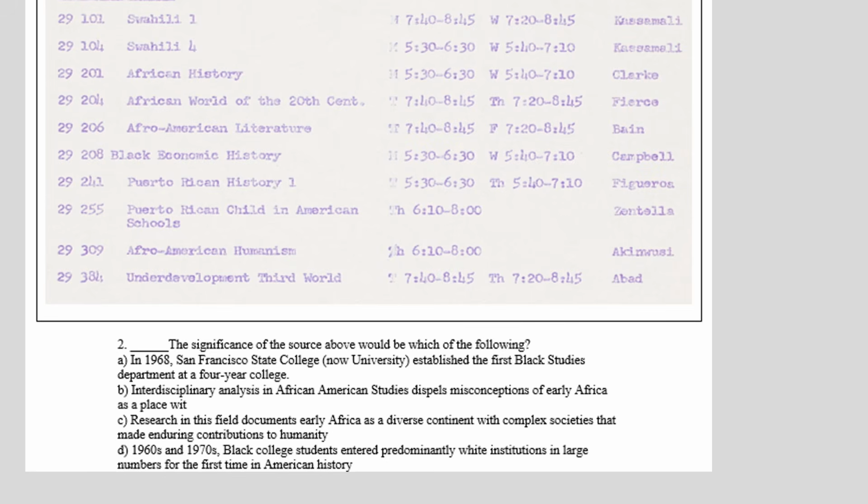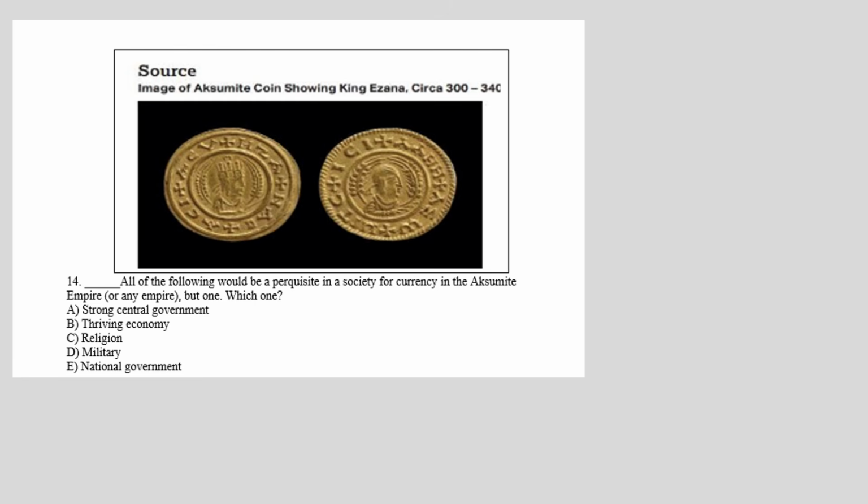So here we have some sample questions using one of the sources, and the answer here is A. Here we have a sample question. All of the following would be a prerequisite in a society for currency in the Aksumite Empire, but which one? Strong central government would count. A thriving economy counts. Military as well as a national government.